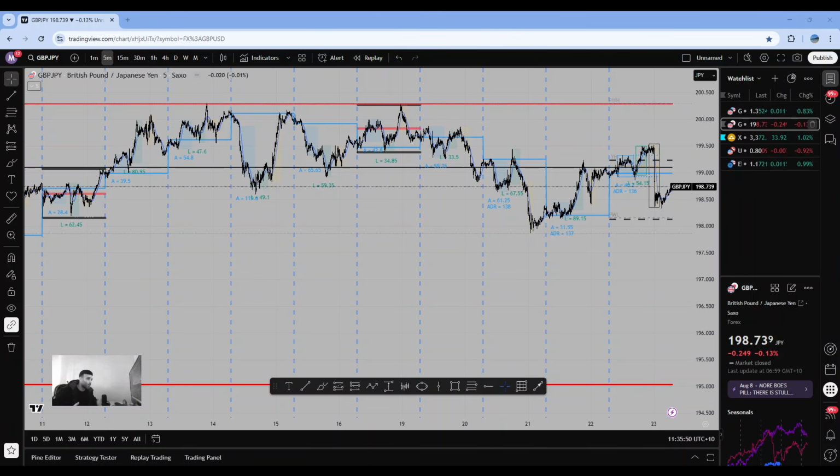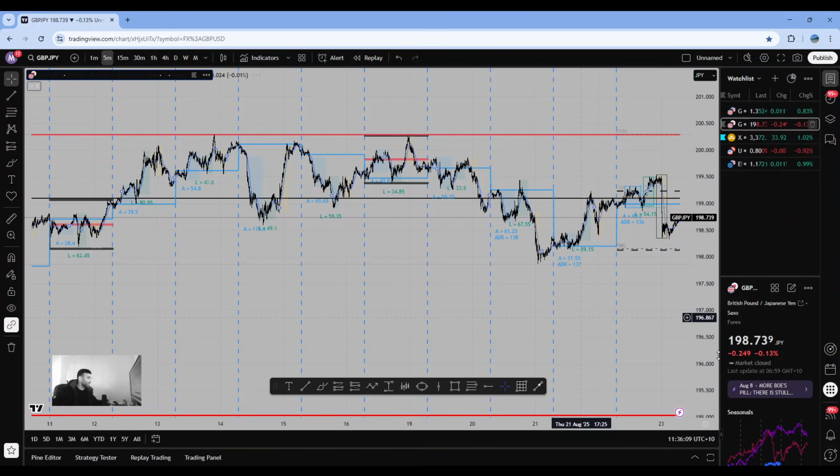Welcome back to another video where I show you how to find high probability setups using day 3 setups in the market. So I'm going to show you some examples that I found and I traded throughout this week. The first one I'm going to start with is GBP JPY.